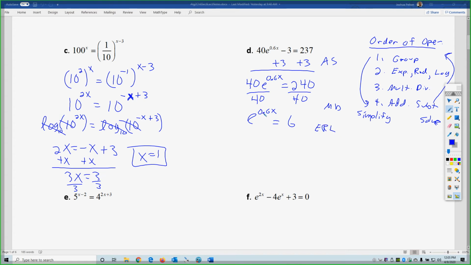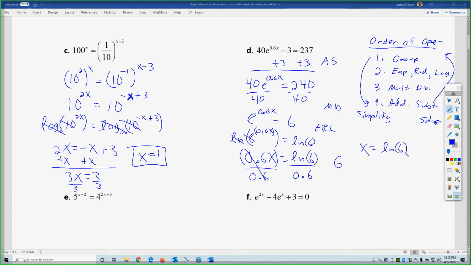So how do you cancel a base e? Well, you use a log of base e, which is otherwise known as the natural log. So those will cancel, leaving me with 0.6x equals the natural log of 6. So the last thing is the grouping symbols, but we don't seem to have any, but we really do. These are in grouping symbols because the exponent of the power is an assumed grouping symbol. So the last step is to divide by the 0.6 or 6/10. So x equals the natural log of 6 divided by 6/10 is actually the answer.